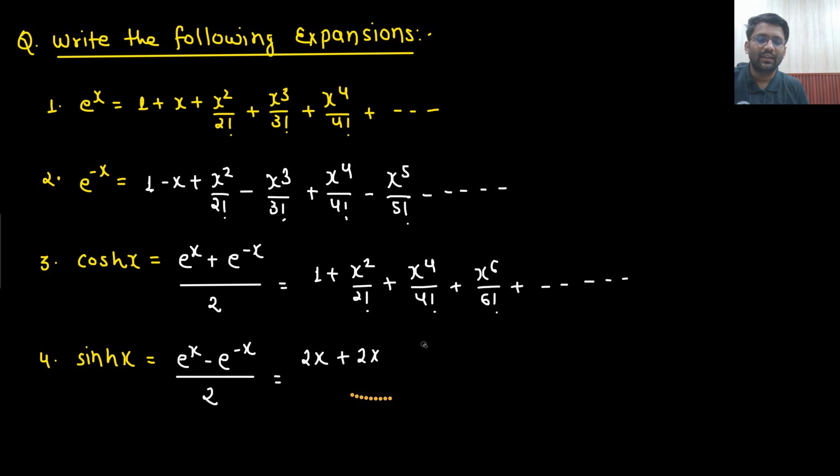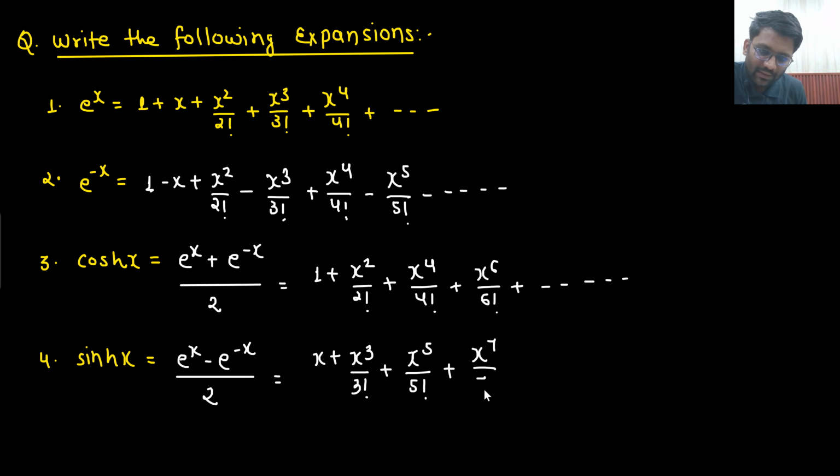So eventually what will be your answer? Eventually the answer will come out to be x plus x cube by 3 factorial plus x to the power 5 by 5 factorial plus x to the power 7 by 7 factorial, and so on. Is that clear to you? Sinh x is e to the power x minus e to the power minus x divided by 2. So just simply subtract them and get the answer. Understandable? Simply subtract them and get the answer.